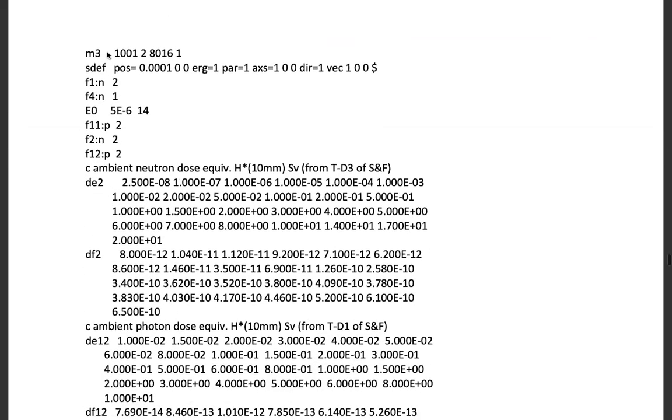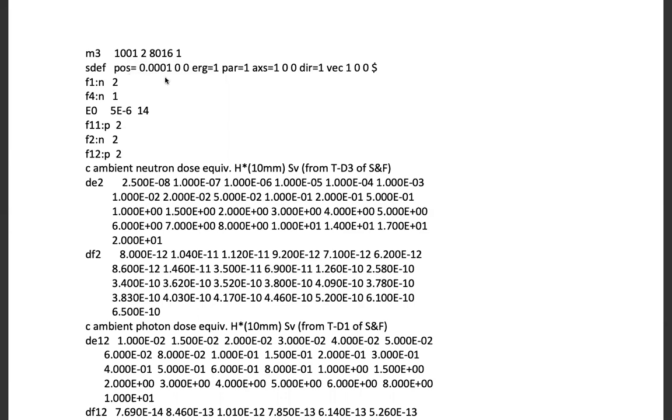Okay, now this is the material 3 that I'm going to use. Material 3 is H2O. Again, I'm not specifying the cross-section library because I'm letting MCNP select its own default value for the hydrogen cross-sections and for the oxygen cross-section. Okay, now let me define my source.